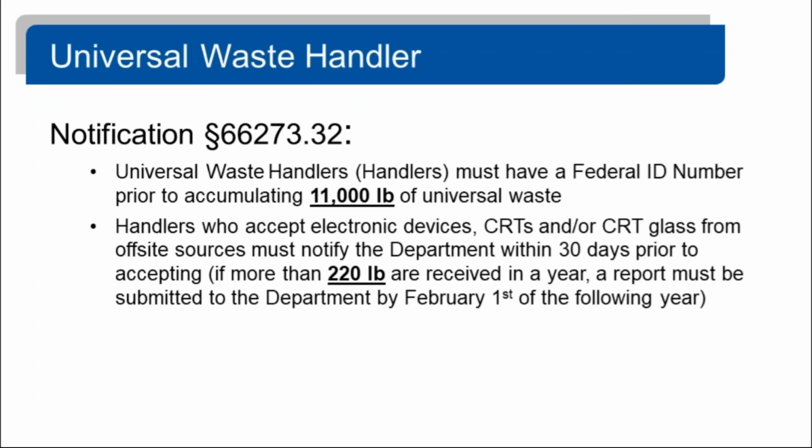If more than 220 pounds are received in a year, a report must be submitted to DTSC by February 1st of the following year. So if you are accepting universal waste off-site from your other locations or even other businesses, and at any point you have 11,000 pounds, you have some additional reporting and notifications that must be complete annually.